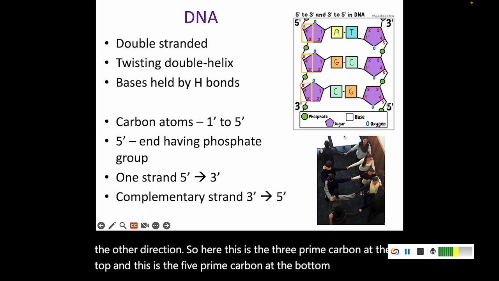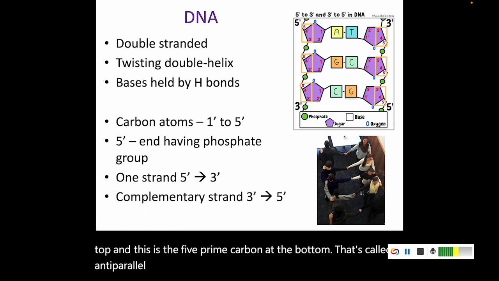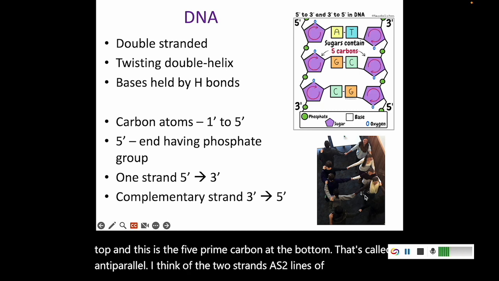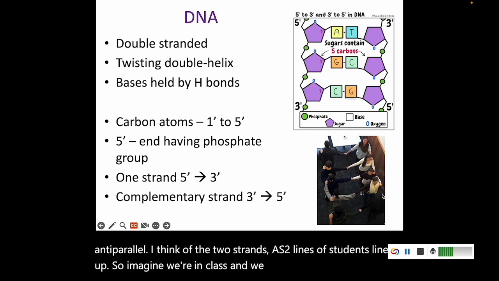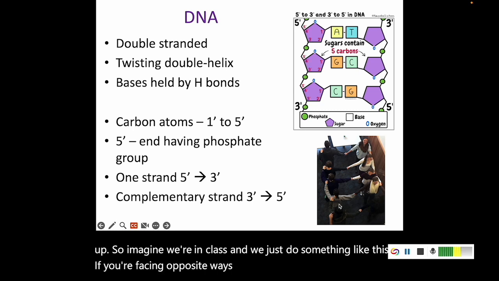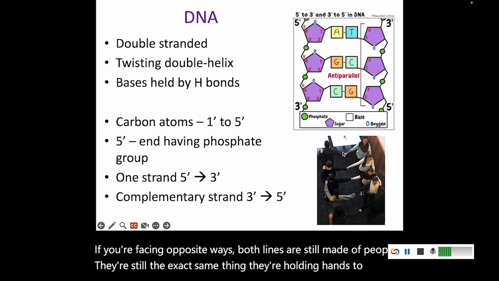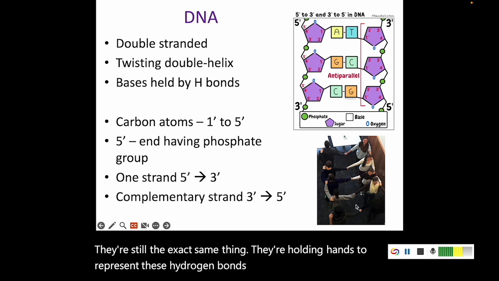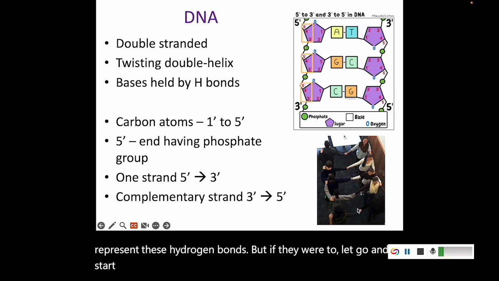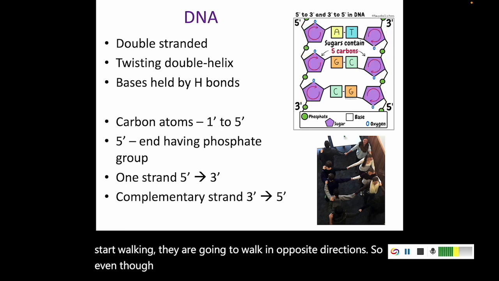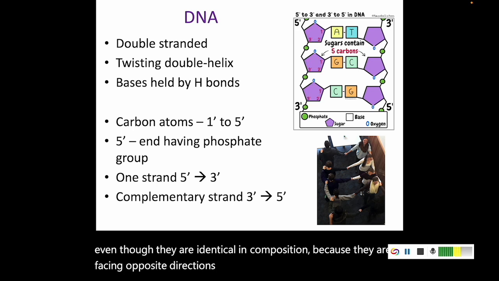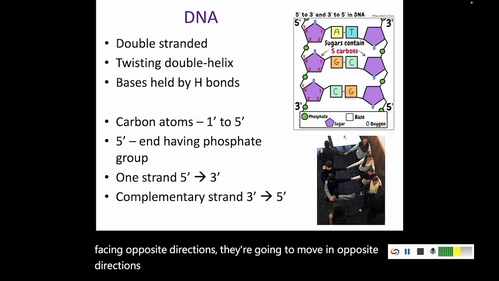That's called anti-parallel. I think of the two strands as two lines of students lined up. So imagine we're in class and we just do something like this. If you're facing opposite ways, both lines are still made of people. They're still the exact same thing. They're holding hands to represent these hydrogen bonds. But if they were to let go and start walking, they're going to walk in opposite directions. So even though they are identical in composition, because they are facing opposite directions, they're going to act a little bit differently.